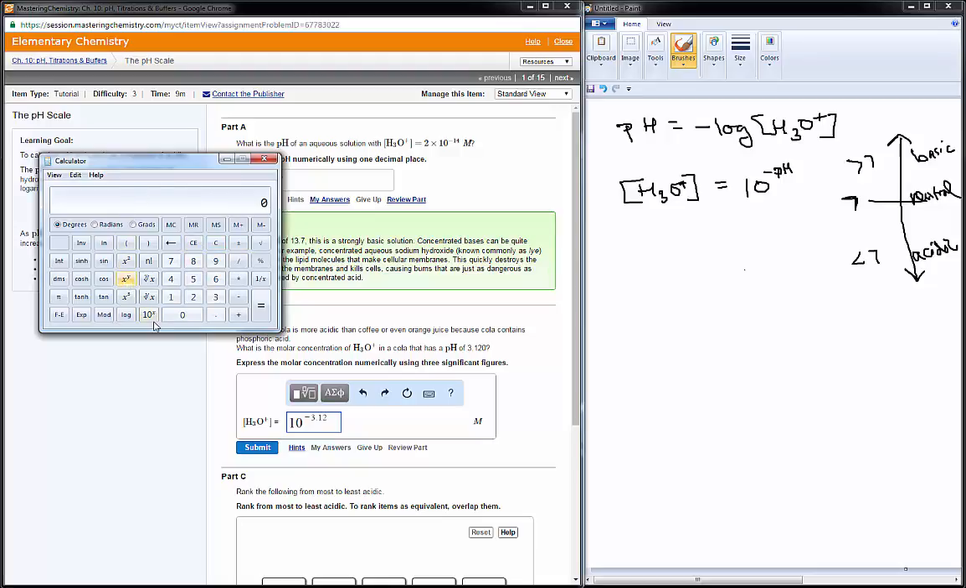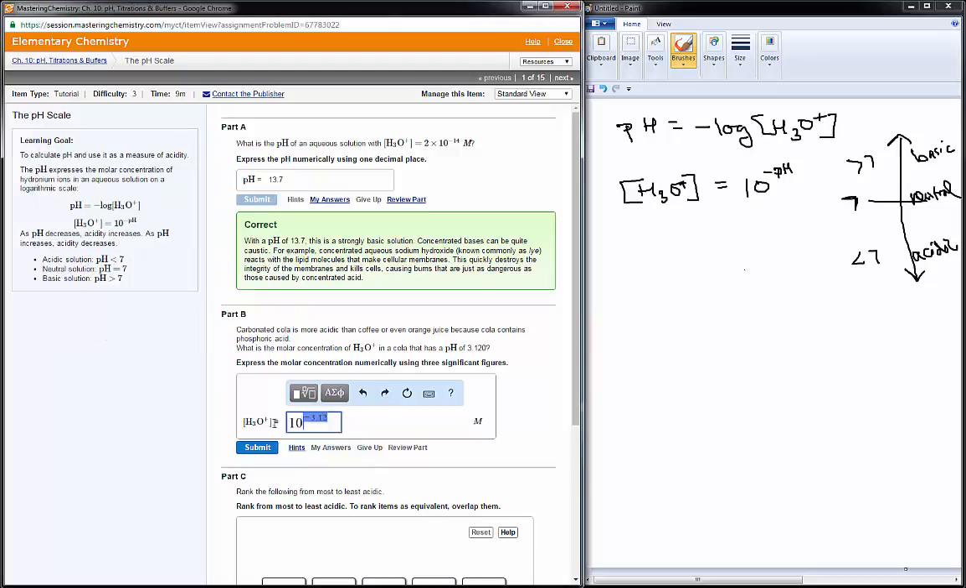I could use x to the y. I could use 10 to the x. Let's try the 10 to the x. If I put 3.12, I'm saying that's x. And if I click on 10 to the x, then I'm saying 10 raised to this thing. And that gives me a concentration of 7.58 times 10 to the minus 4th. See how the exponent here for scientific notation has to be a whole number.